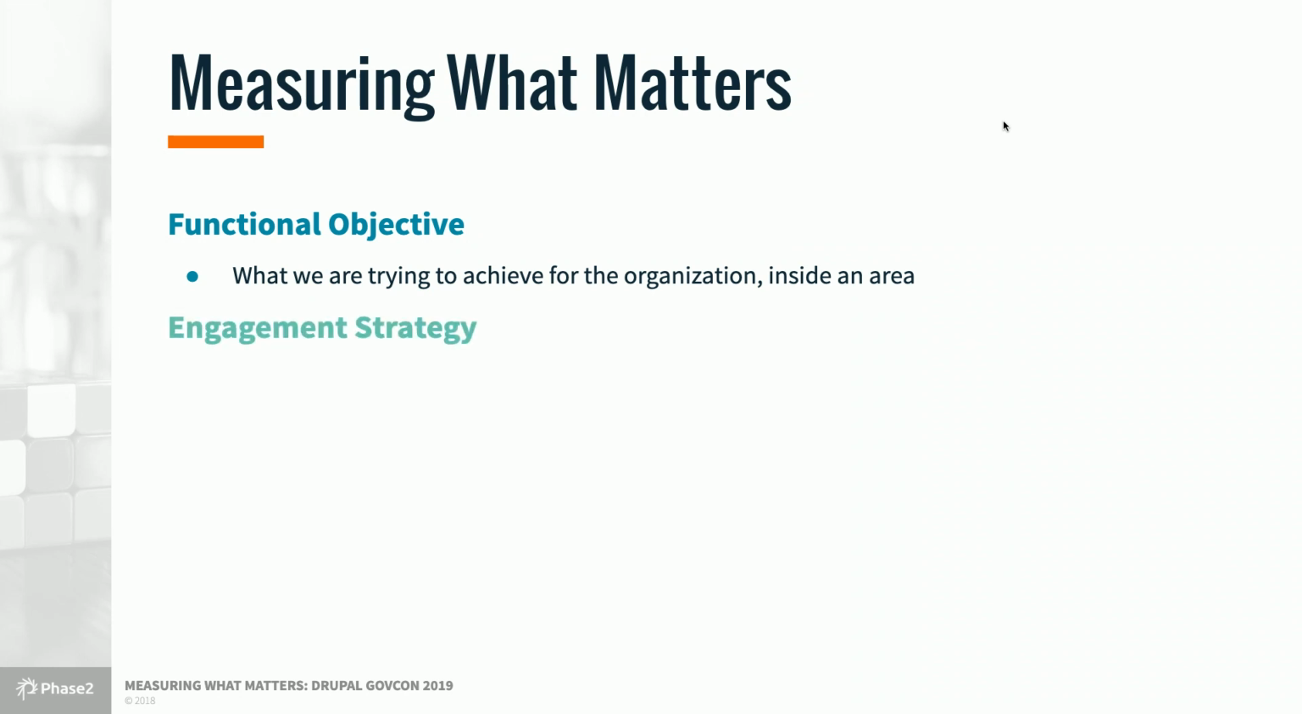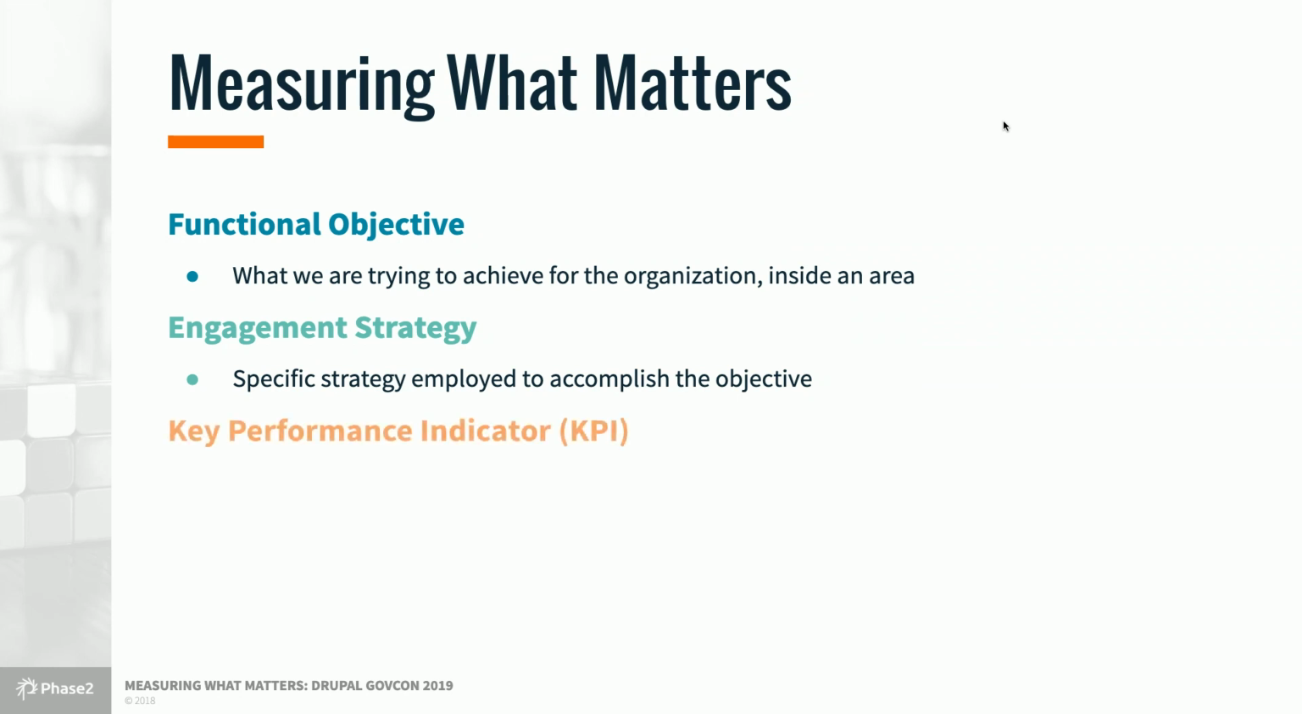Once we understand those things, we can then figure out specific strategies that we can use online to move that objective forward, to move that big organizational goal forward. Right? This is where the big organizational goal starts to take shape in an online content strategy.